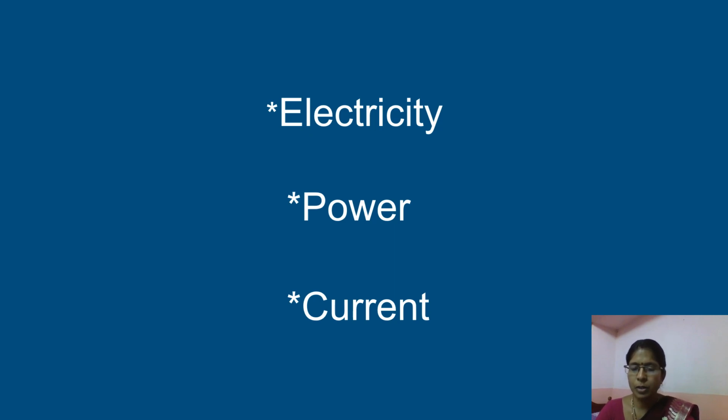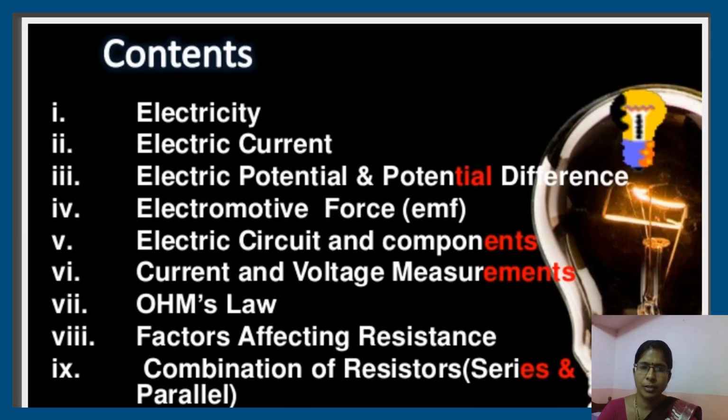Now let's see what are the topics covered under this. Here they are: electricity, electric current, electric potential and potential difference, electromotive force, electric circuit and components, current and voltage measurements, Ohm's law and its limitations, factors affecting resistance, combination of resistors in series and parallel. So these are the contents which you are going to cover under this topic.